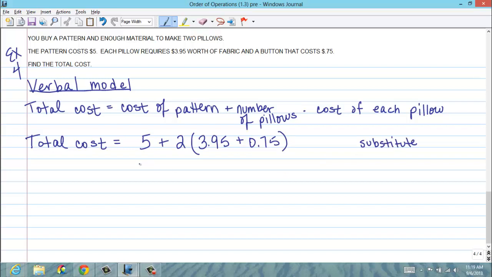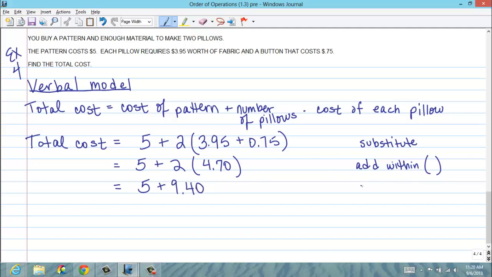Now let's begin to work this out. So order of operations say we have to do what's in the grouping symbol. 5 plus 2 times the quantity of, what is 3.95 plus 0.75? That'll give us 4.70. And I added within the parentheses. The next thing that we do, we have an addition, we have multiplication. Multiplication comes first. So this will become 5 plus 2 times 4.70, which happens to be 9.40.